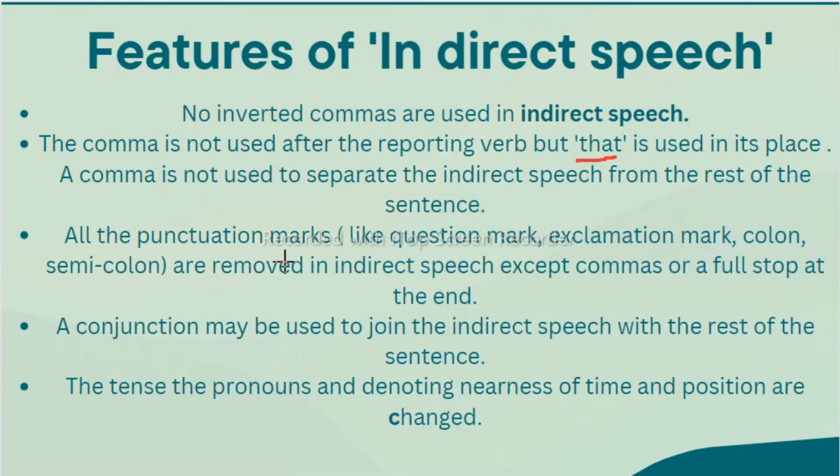All the punctuation marks like quotation mark, exclamation mark, colon, semicolon, and question mark, we should remove in the indirect speech, except commas or a full stop at the end. Next, a conjunction may be used to join the indirect speech with the rest of the sentence. Then the tense, the pronouns, and words denoting nearness of time and position are changed. We'll see all these rules in detail one by one.